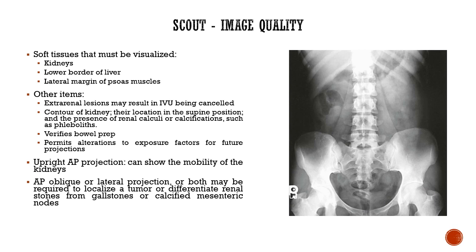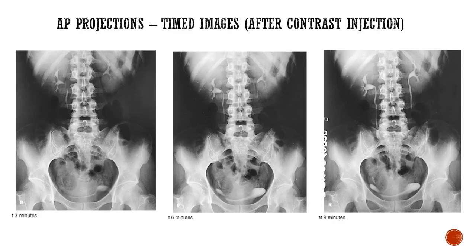An AP oblique or lateral projection or both may be required to localize a tumor or differentiate renal stones from gallstones or calcified mesenteric nodes. We're going to have timed images after contrast media injection. And so these images were taken at 3, 6, and 9 minutes and are marked accordingly.